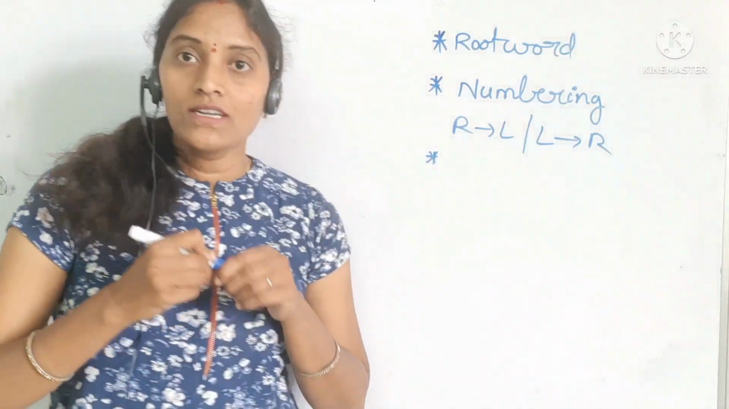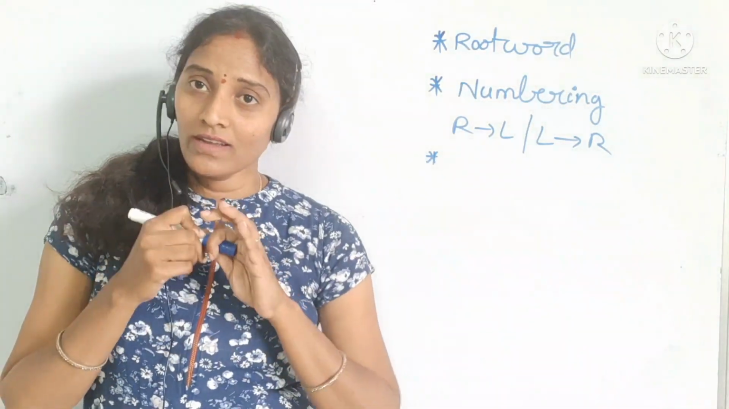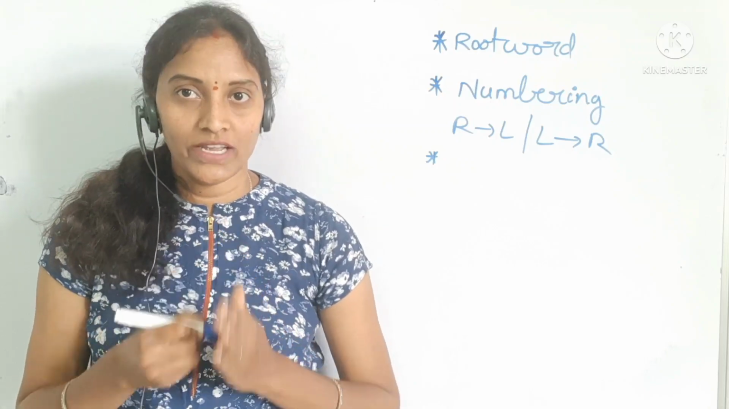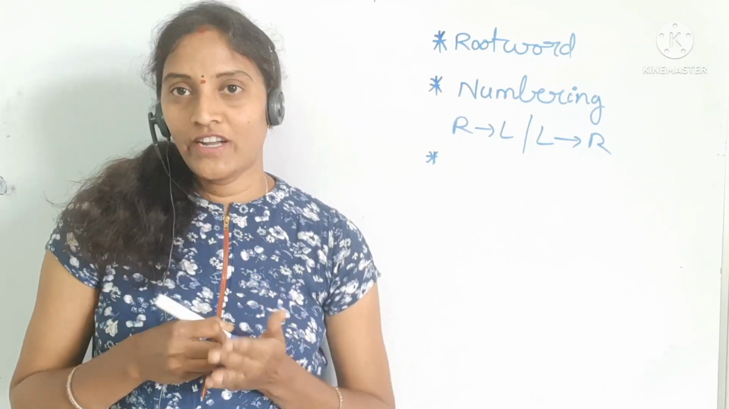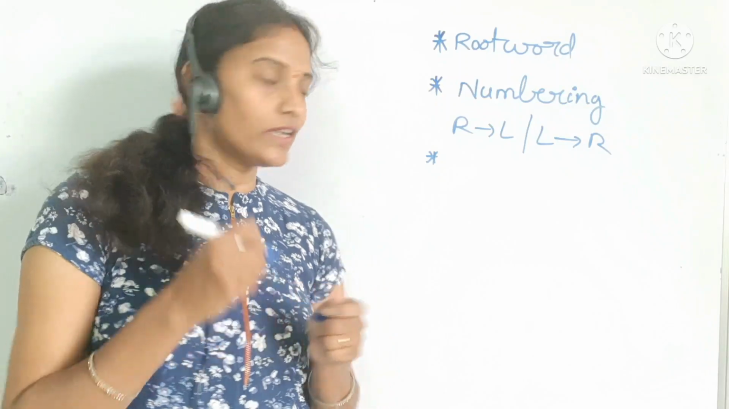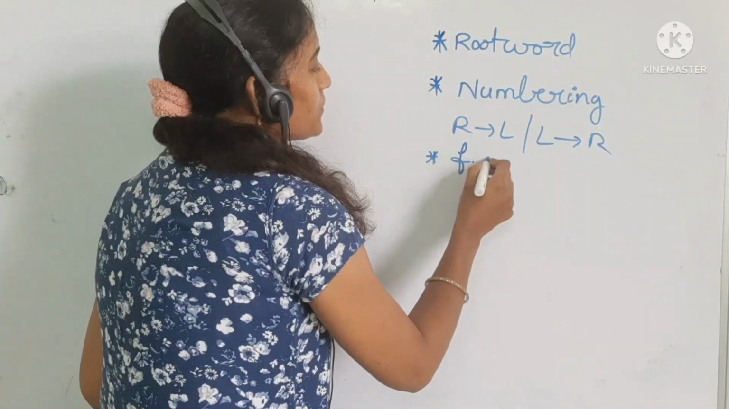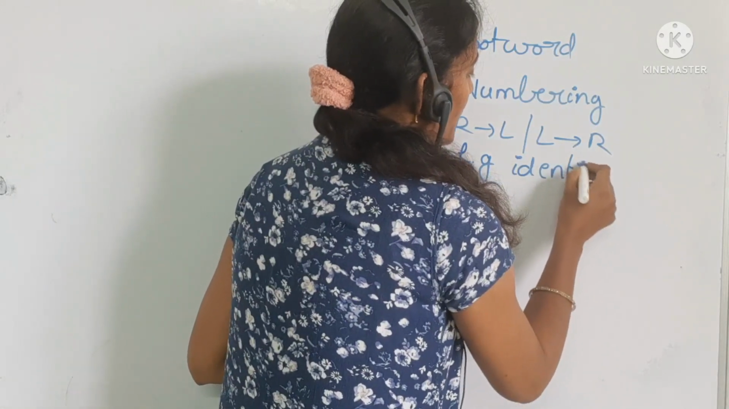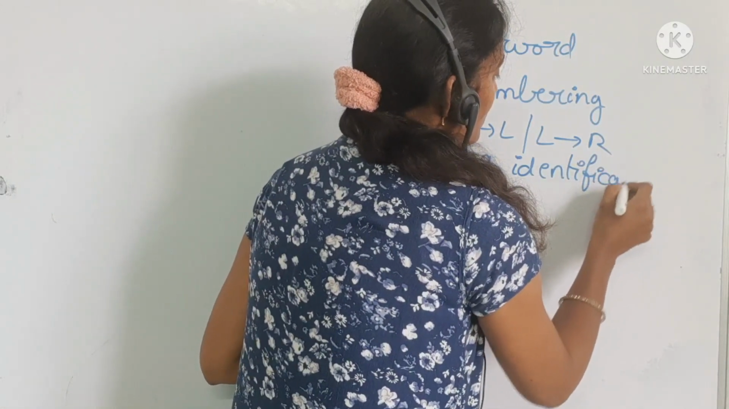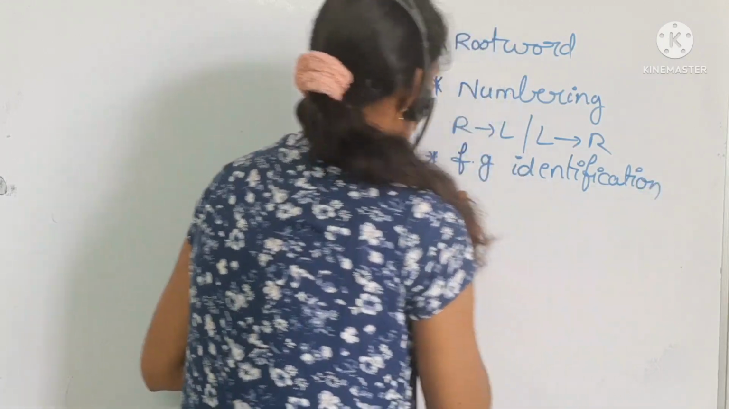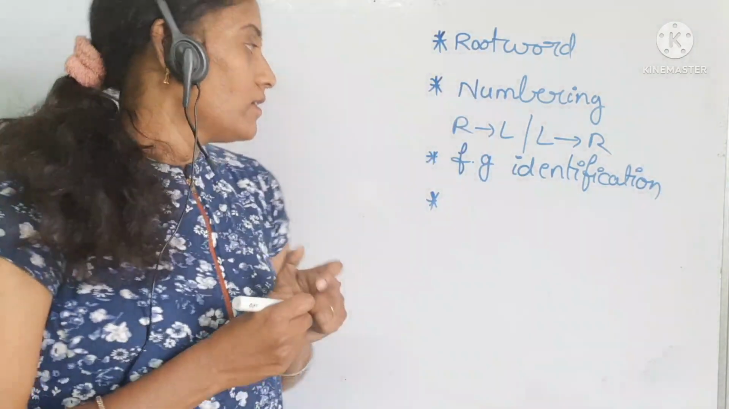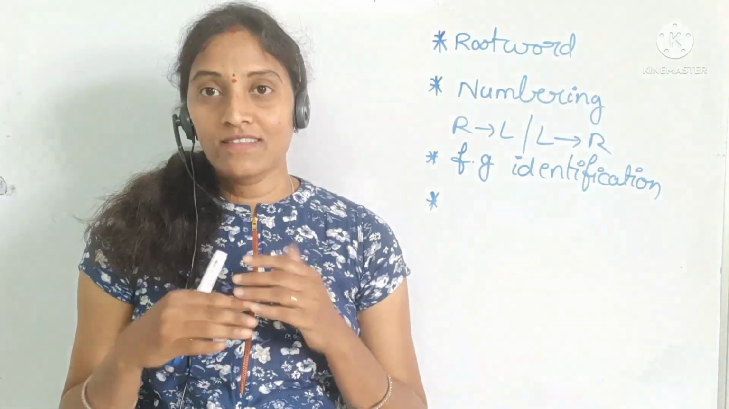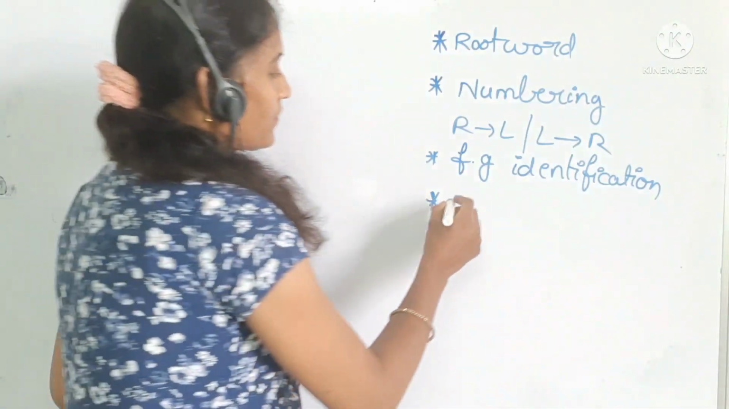Third step is what? Are there any functional groups present in that organic molecule or not? You have to identify. Okay. The third step is functional groups identification. The fourth step is you have to place these functional groups in their respective positions.